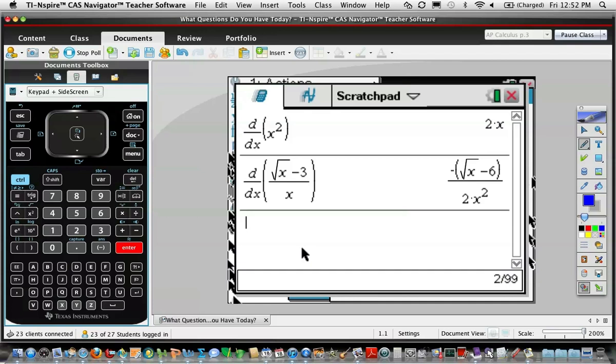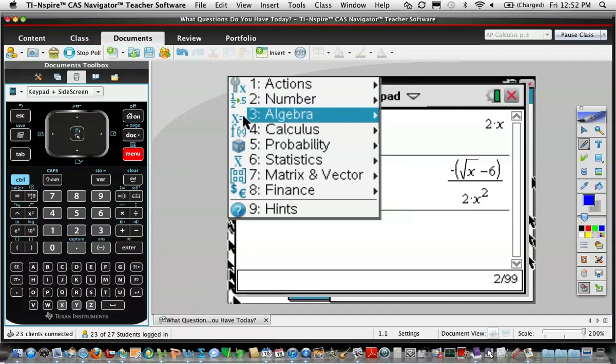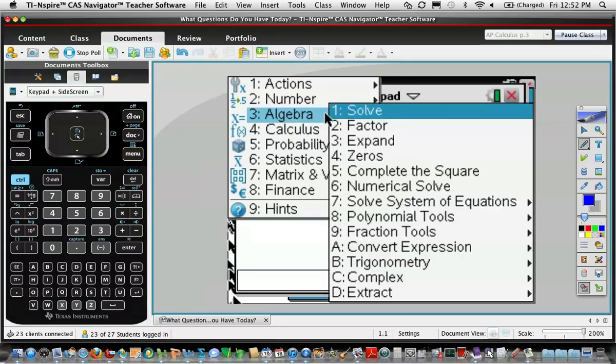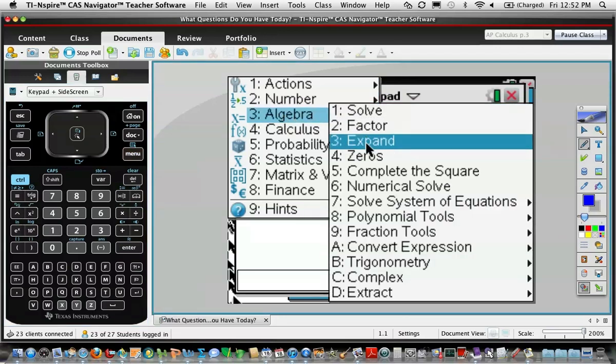But many times as we get into, not even real difficult ones, just pretty basic ones, your calculator is not going to simplify it the same way you did. Okay? There's a couple ways you can do this. One way is to go ahead and tell the calculator, if you go under Menu, under Algebra, to expand.